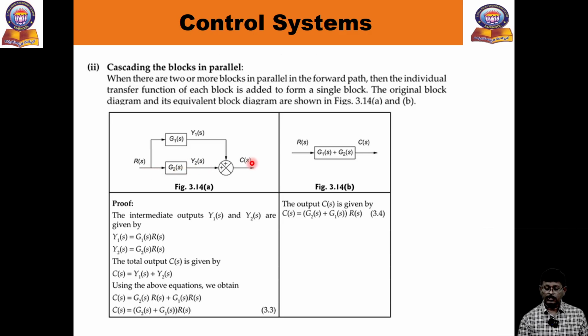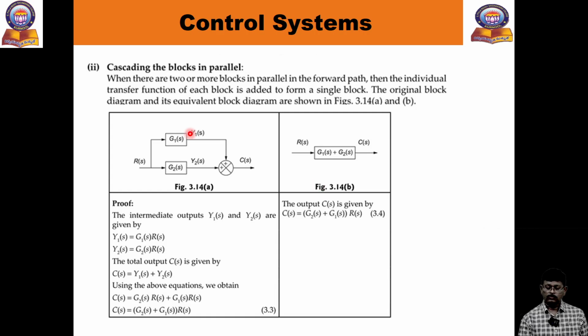So at the end, C of S equals Y1 of S plus Y2 of S. Then substitute the individual gains: G1 of S into R of S plus G2 of S into R of S. Now R of S is common, take the common. So G1 of S plus G2 of S. Here we have to add the individual gains, whereas the previous case was multiplication of the individual gains. So at the end, C of S equals G1 of S plus G2 of S into R of S.